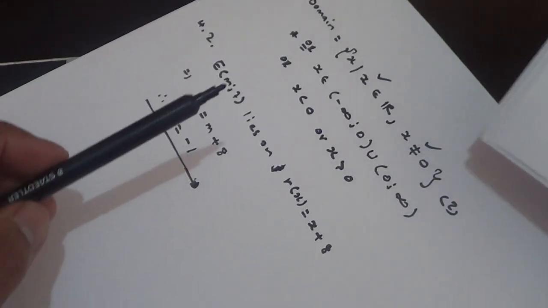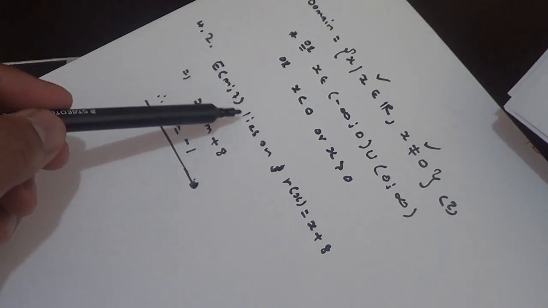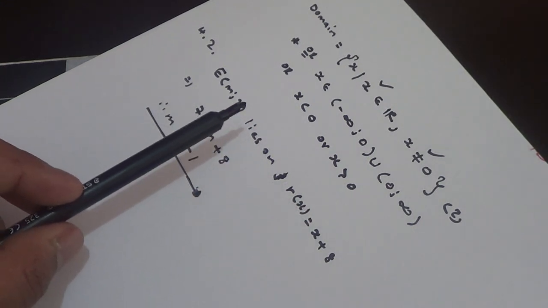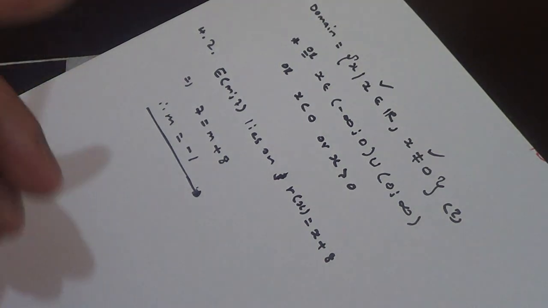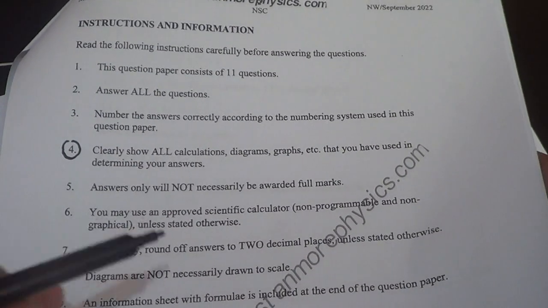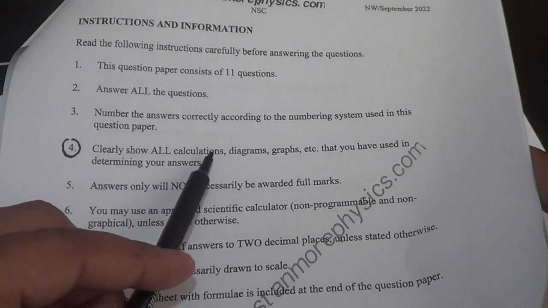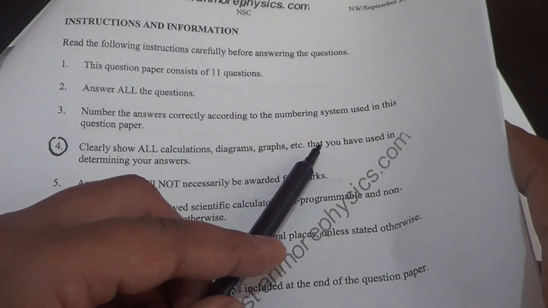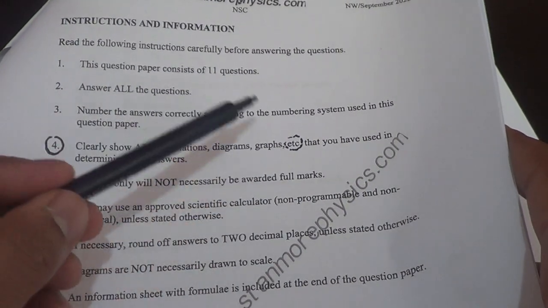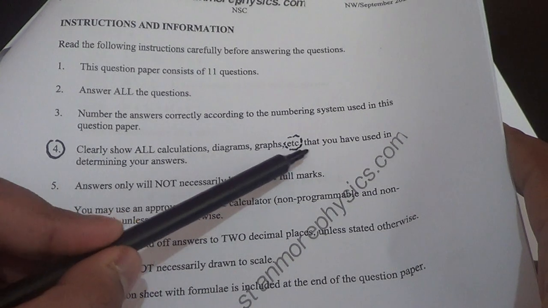Because every time you should always try to explain how you got your answers. Remember, as much as it feels like an unnecessary exercise and that you're wasting time, if you pay attention to the instructions, I'm just going to point you quickly to those instructions. If you look at this instruction here, I know you always overlook these things. It says clearly show all calculations, diagrams, graphs, etc. that you used. You see there's an etc. That means even other things that are not mentioned here, if you've used them to determine your answers, please indicate those things.